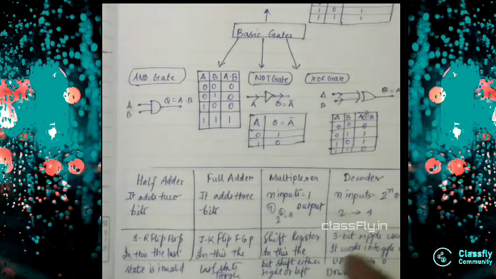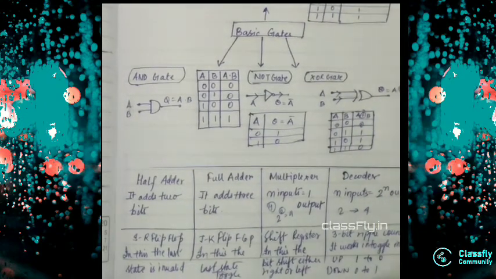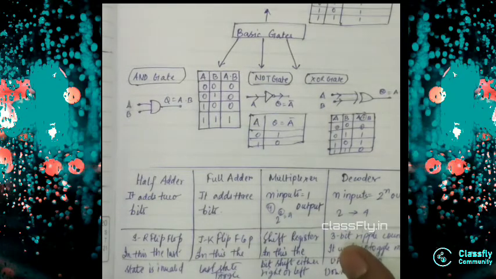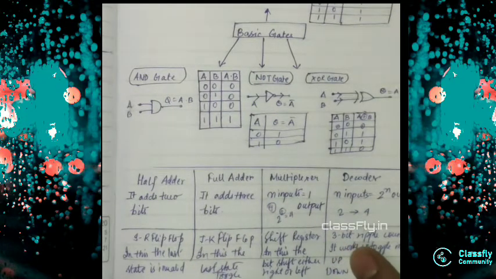Now see, SR flip-flop, that means set and reset flip-flop. Here the only exception is that in the last state, that is when both the variables' value is 1 1, that state is the invalid state. So to avoid this state, we move on to a JK flip-flop, which gives us the last state as a toggle state. Now shift register is a register.